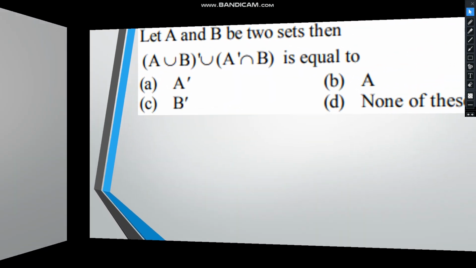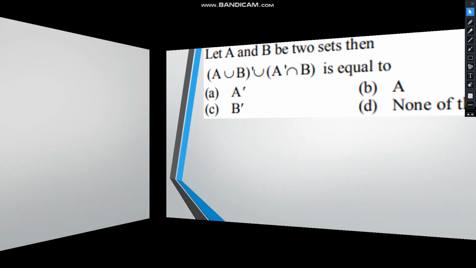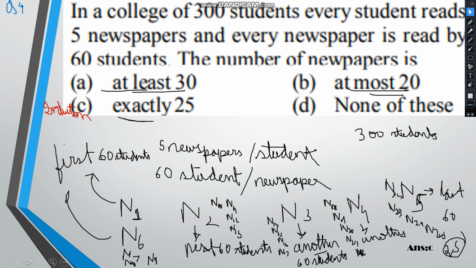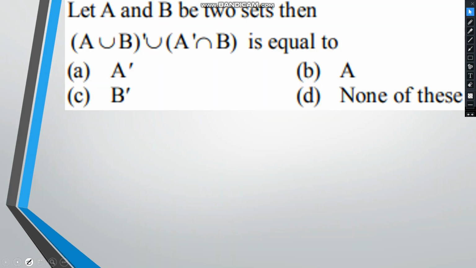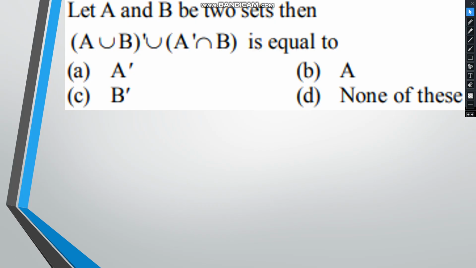Moving on to our next question. This is, let A and B be two sets, then A union B whole complement union A complement intersection B is equal to, right? Now another question we have right now. Okay, let's see. A union B whole complement.